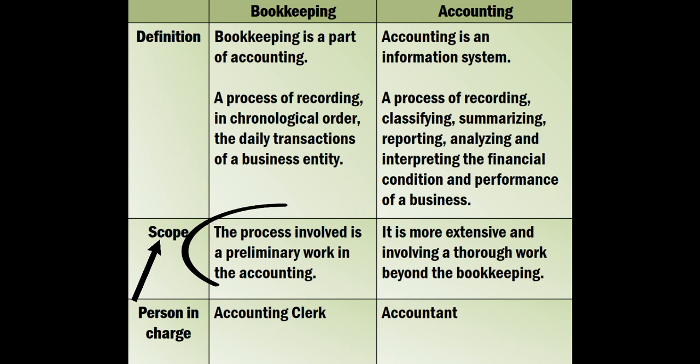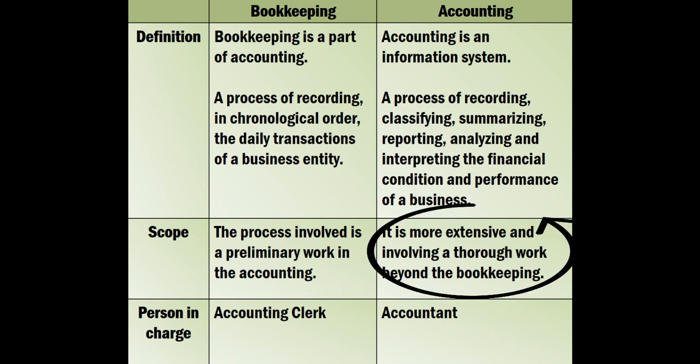Difference in scope. The process of bookkeeping involves preliminary work in the accounting. Accounting is more extensive and involves thorough work beyond the bookkeeping. The person in charge of bookkeeping is the accounting clerk, while the accountant is in charge of the whole accounting process.